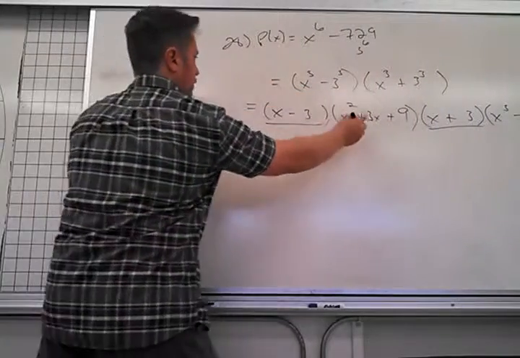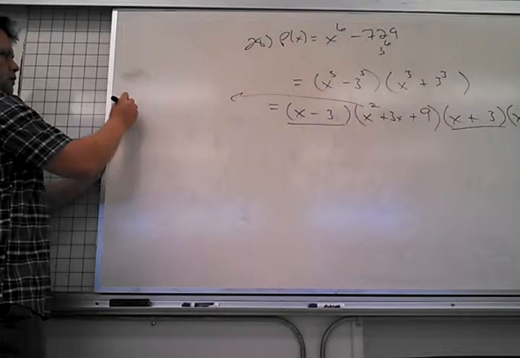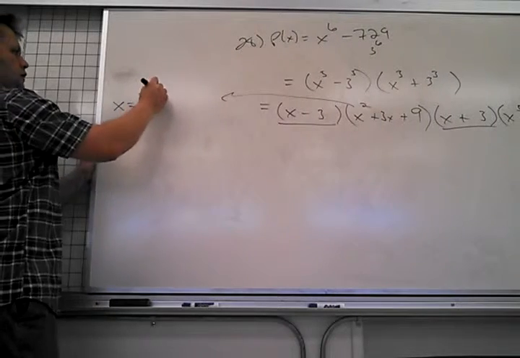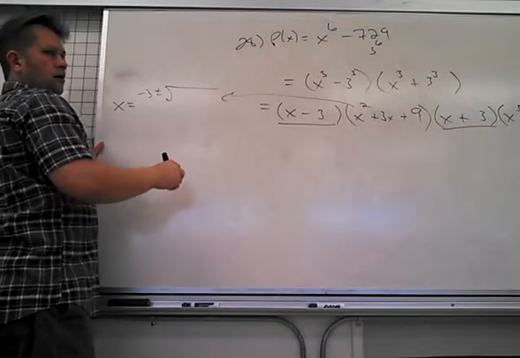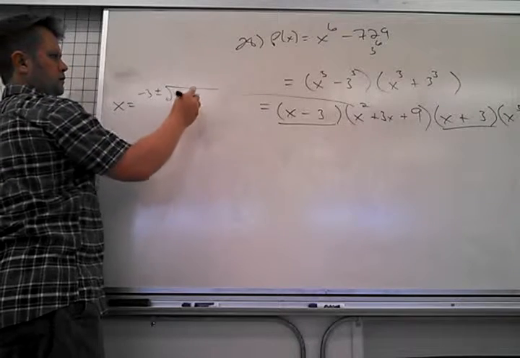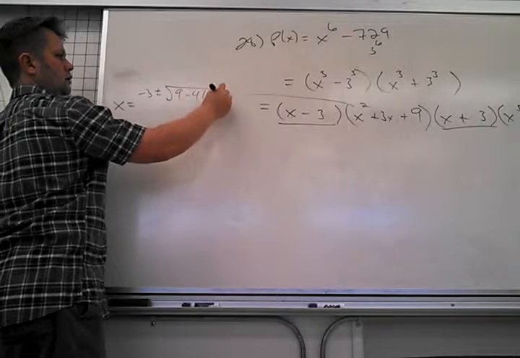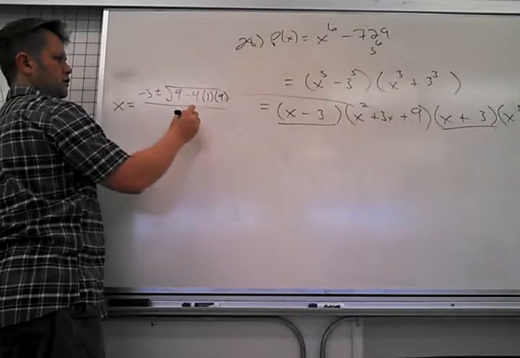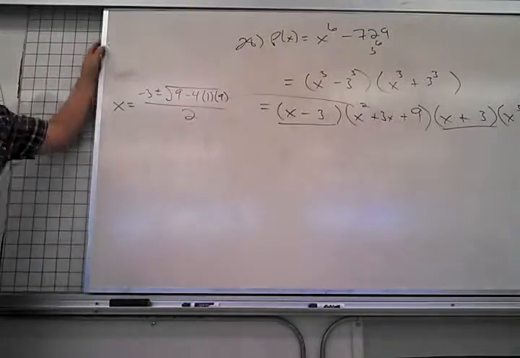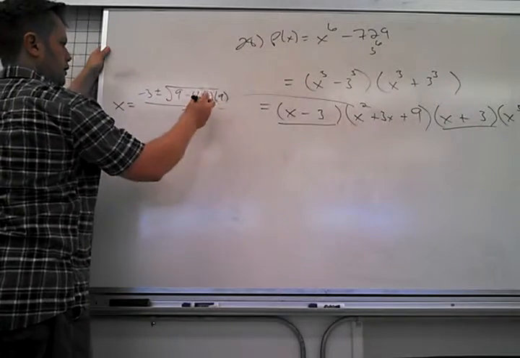So how would the quadratic formula look for this one? Negative b, give or take, the square root of b squared, which is 3 squared, minus 4 times 1 times 9, all over 2 times 1. I love it. Sweet. All right. So what are we going to end up with inside here?